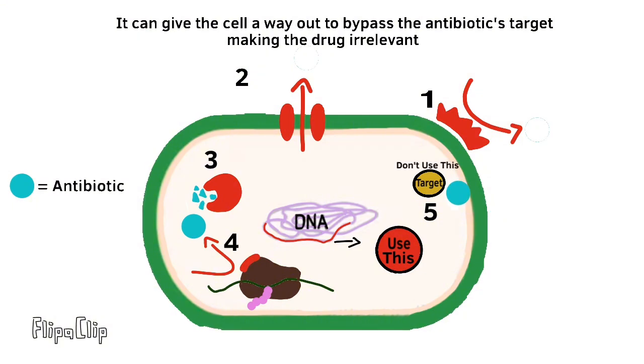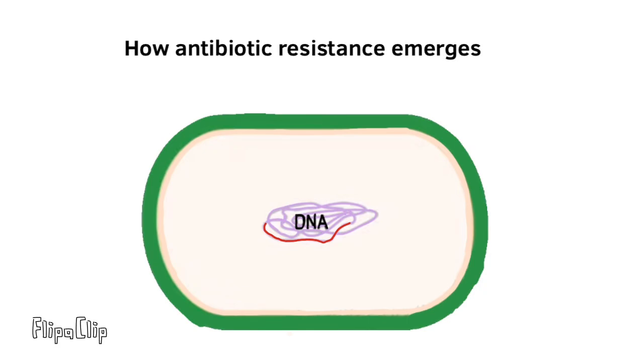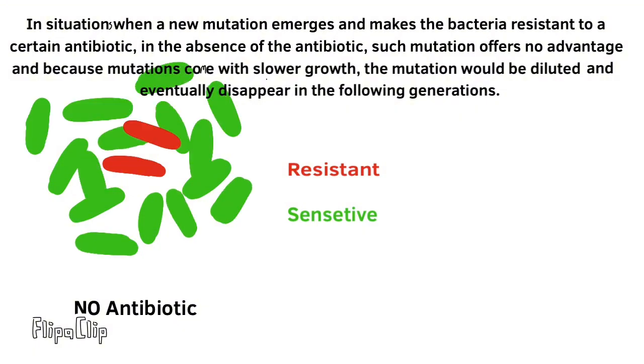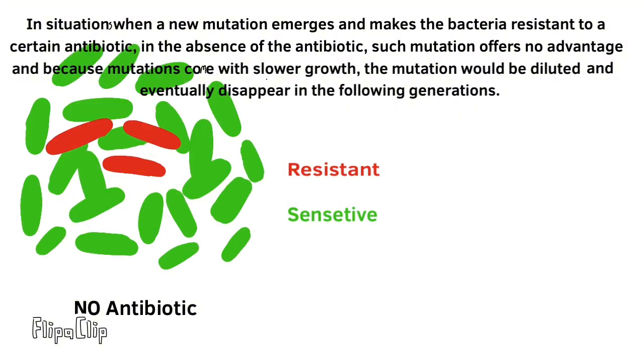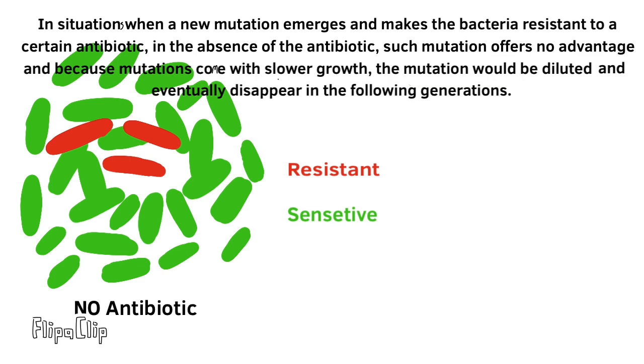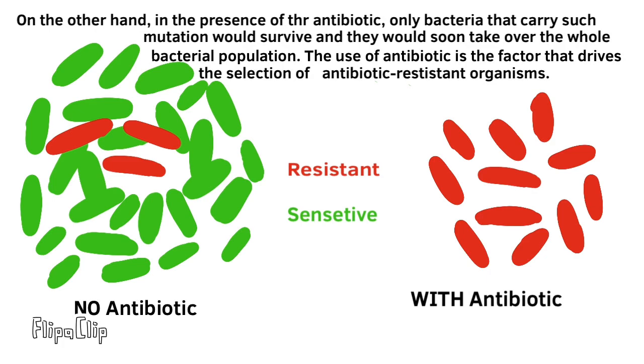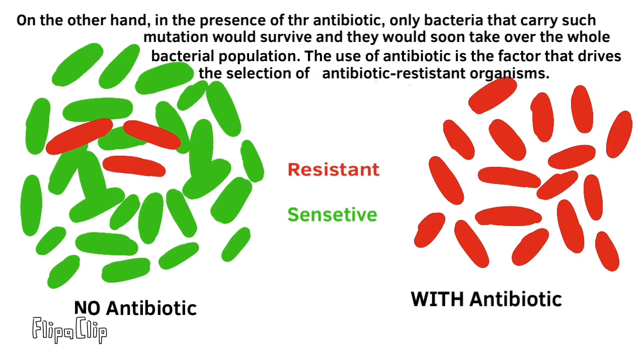How antibiotic resistance emerges. In a situation when a new mutation emerges and makes the bacteria resistant to a certain antibiotic, in the absence of the antibiotic, such a mutation offers no advantage, and because mutations come with slower growth, the mutation would be diluted and eventually disappear in the following generations. On the other hand, in the presence of the antibiotic, only bacteria that carry such a mutation would survive, and they would soon take over the whole bacterial population. The use of antibiotics is the factor that drives the selection of antibiotic-resistant organisms.